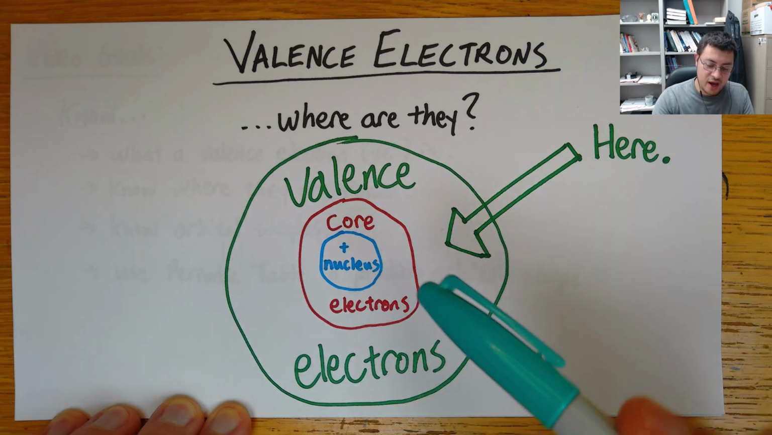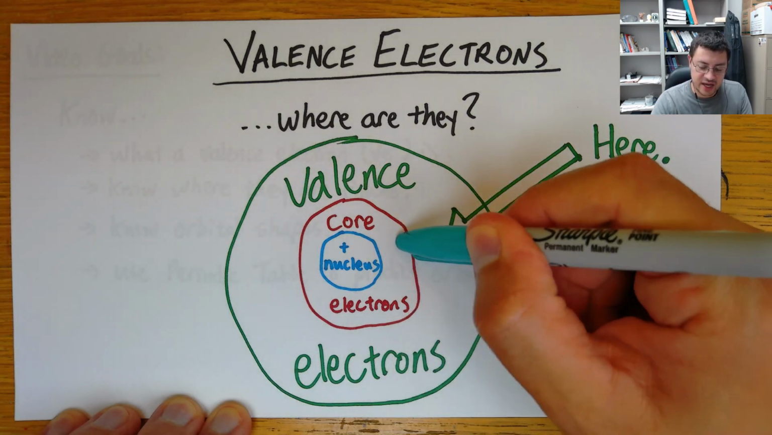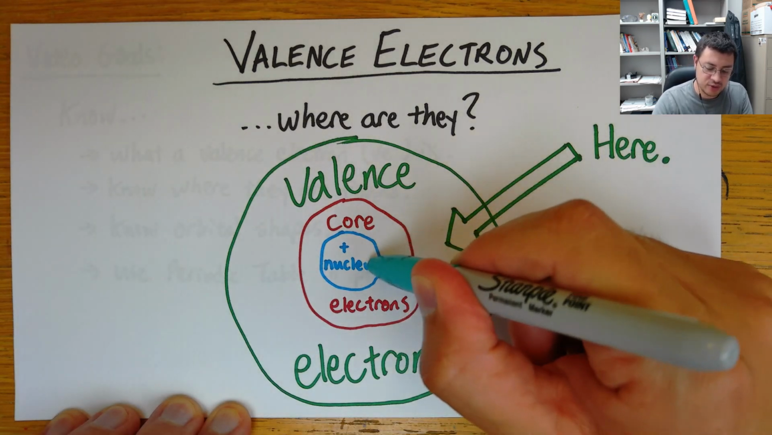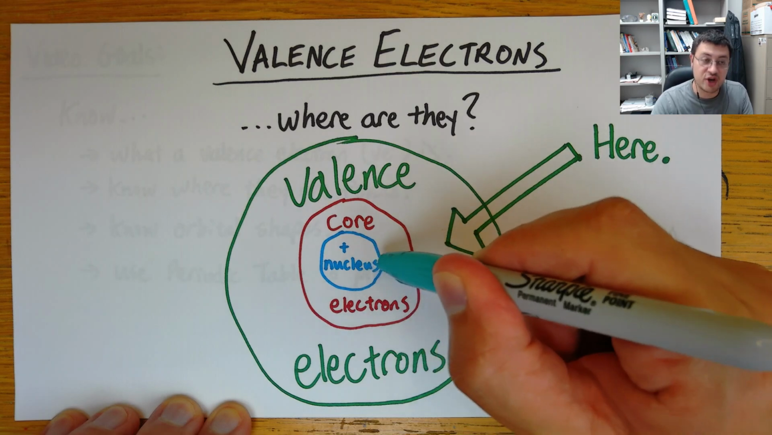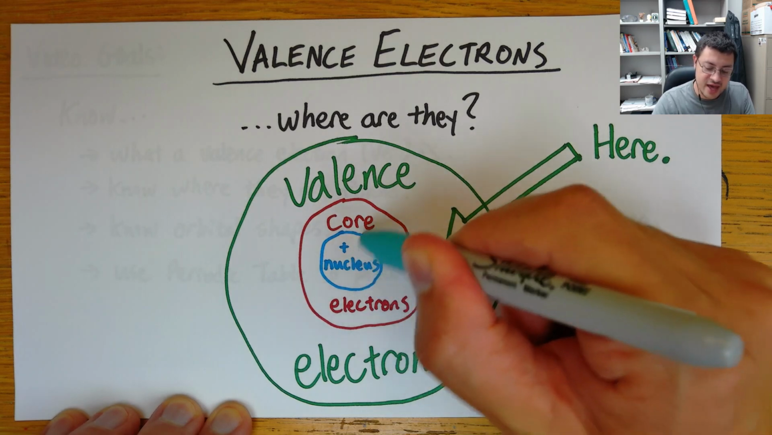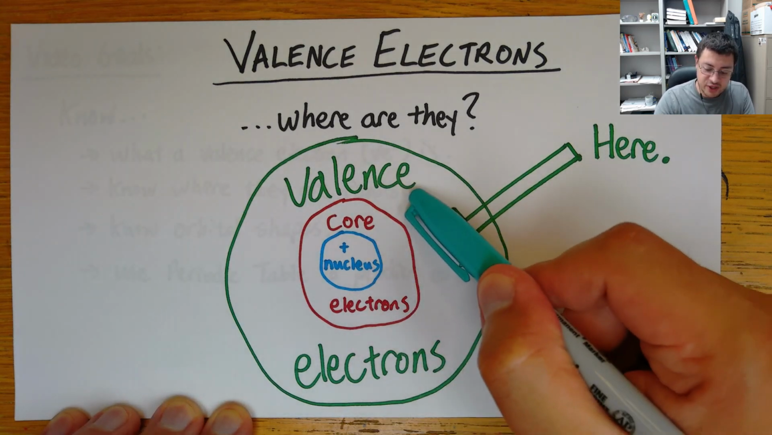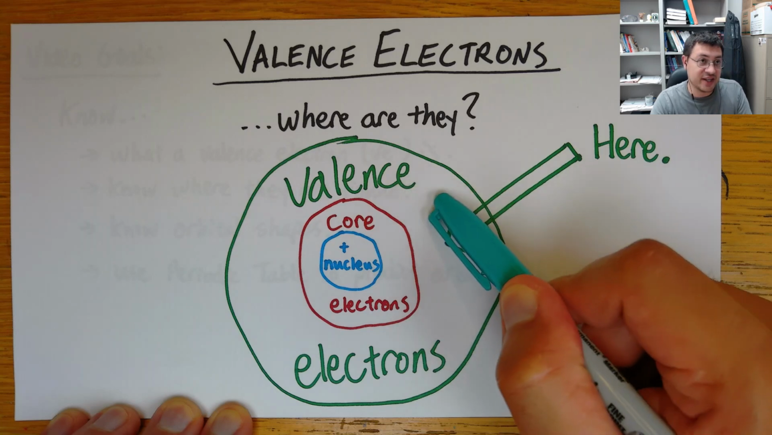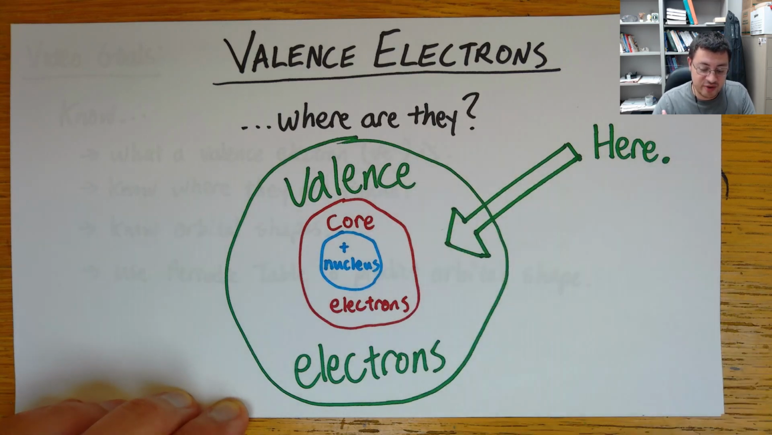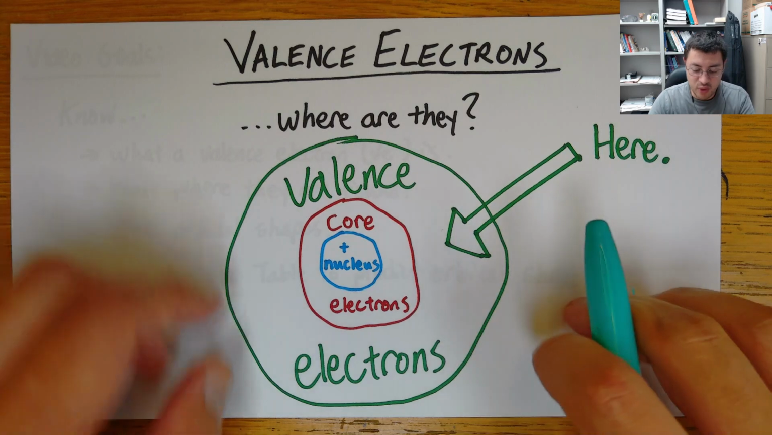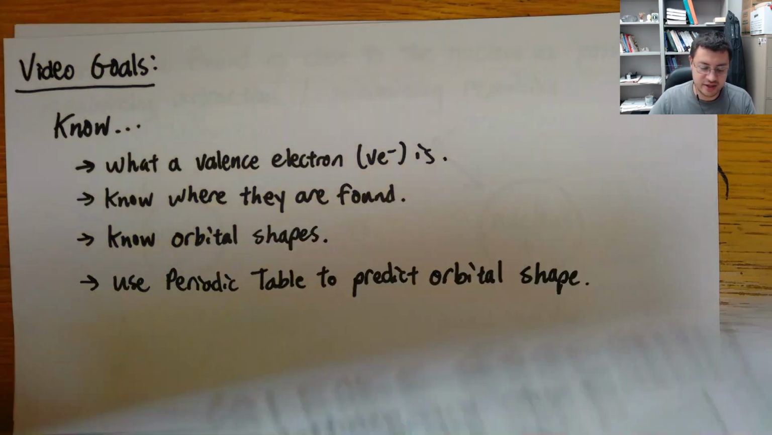Versus a core electron, these are electrons so close to the nucleus, they are so attracted to the nucleus that they're basically not available for too much of chemistry. So our focus from here on out is going to be valence electrons. So we have to figure out where they are. Where do we find these valence electrons?